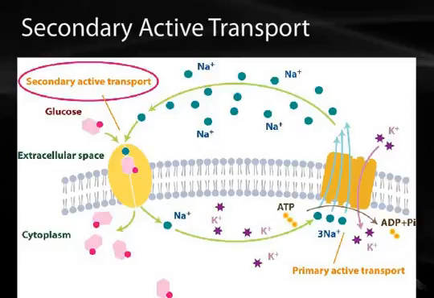It's active because without the sodium concentration gradient, glucose could not move, and the sodium concentration gradient was generated via an active transport mechanism. If one were to inhibit the primary active transporter, one would therefore also inhibit the secondary active transporter.